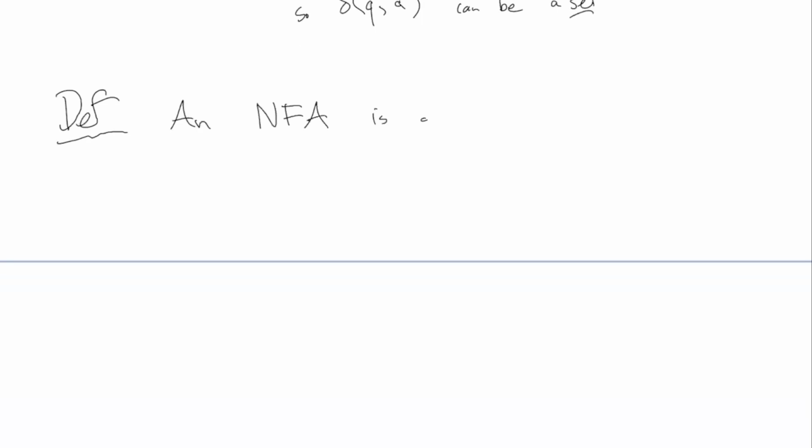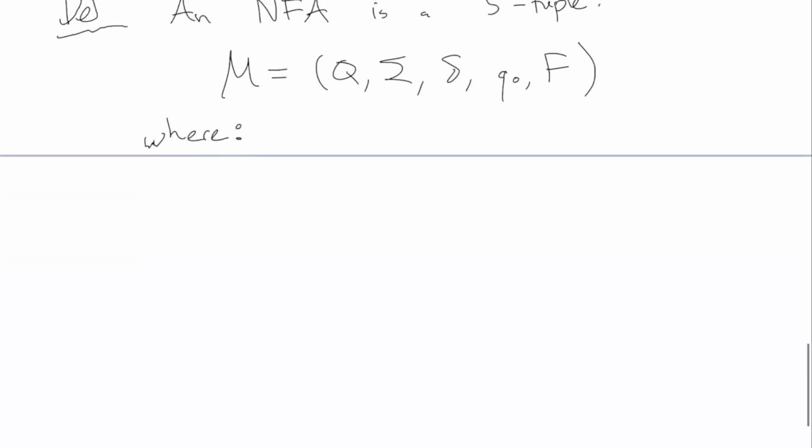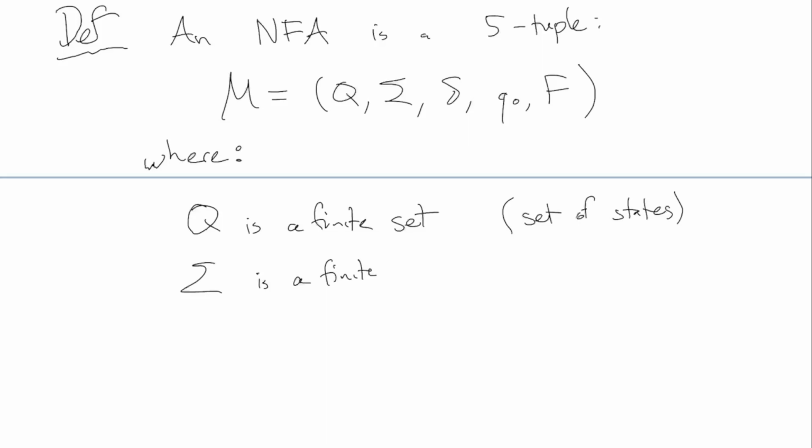An NFA is a 5-tuple. This will look the same as a DFA: Q, sigma, delta, q0, and F. I will tell you what each thing means, but it means the same thing as in a DFA. Q is the set of states, and it has to be a finite set. So Q is any finite set. This is the set of states. Sigma is another finite set. This is the alphabet.